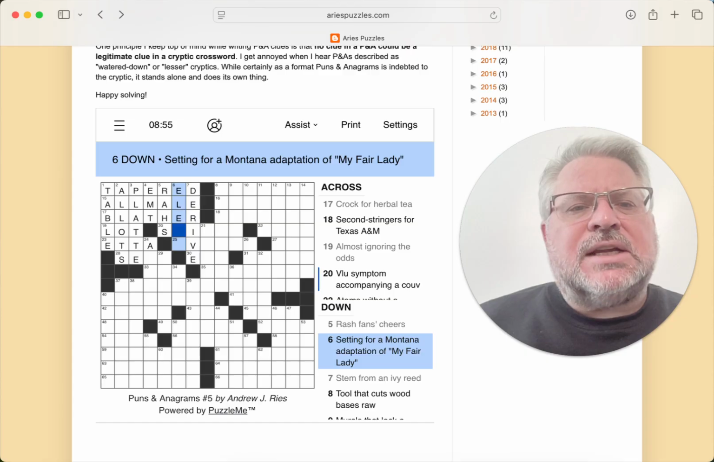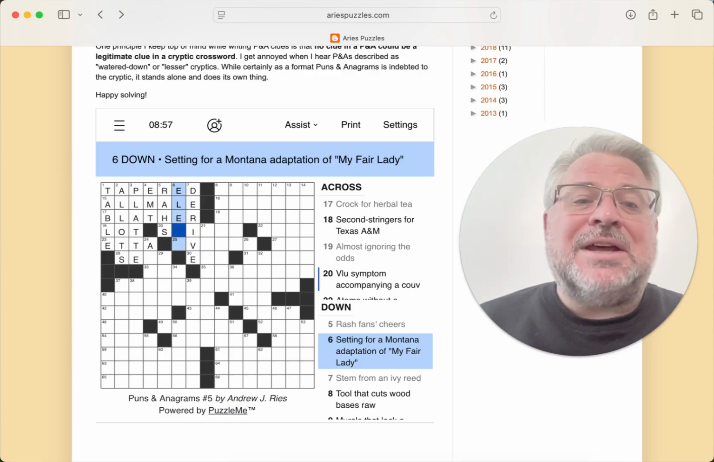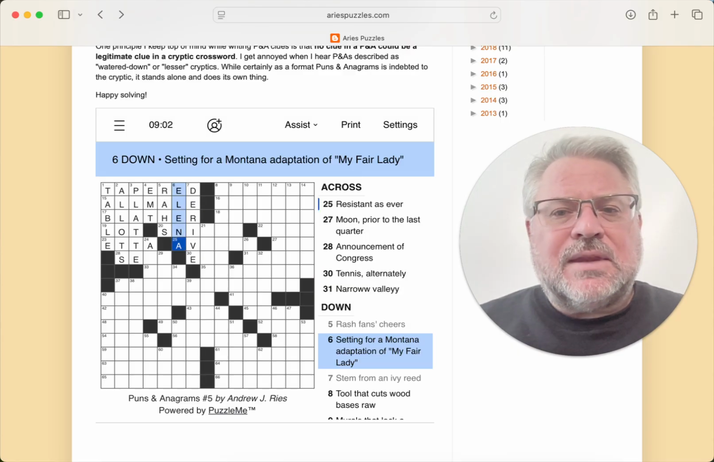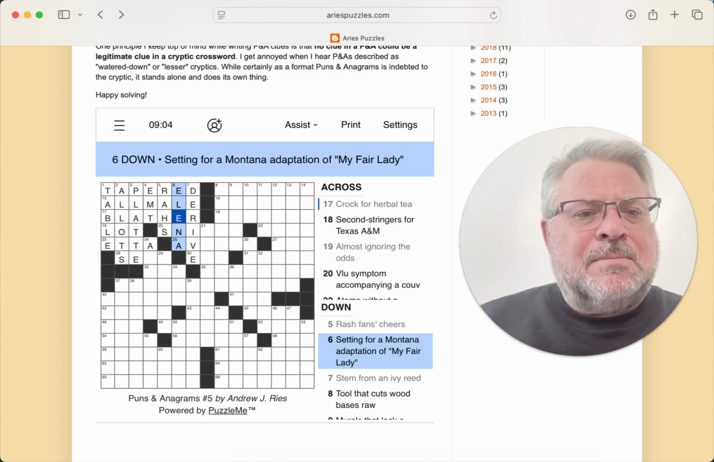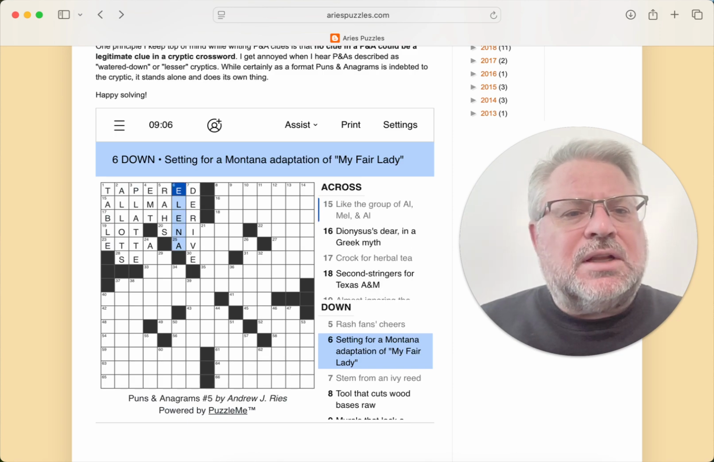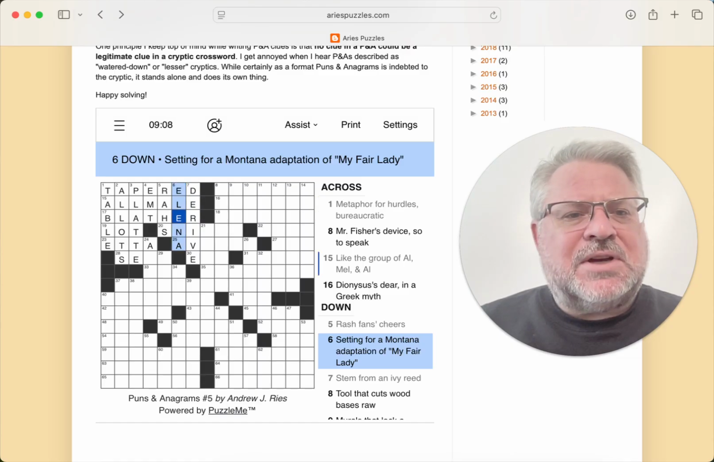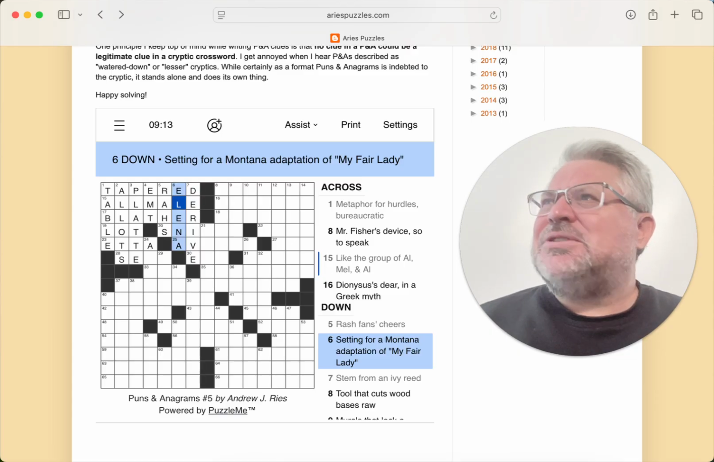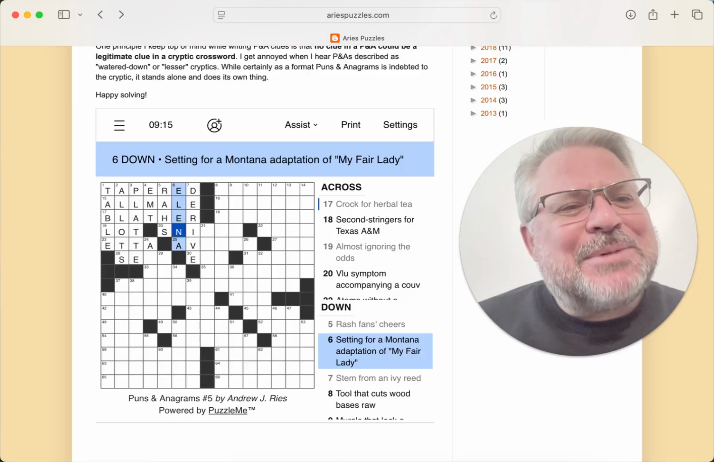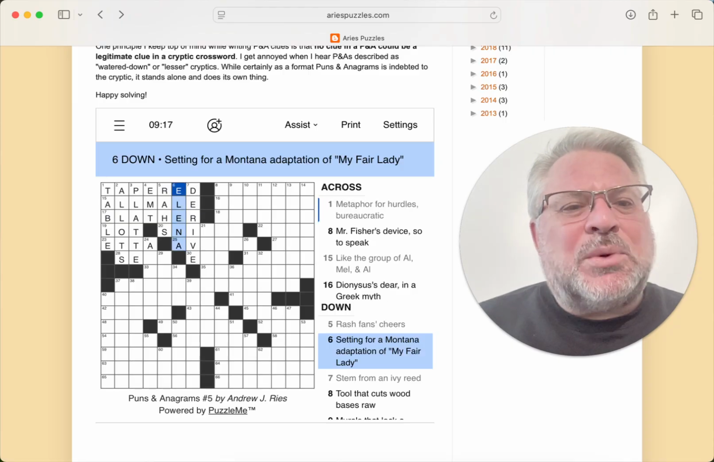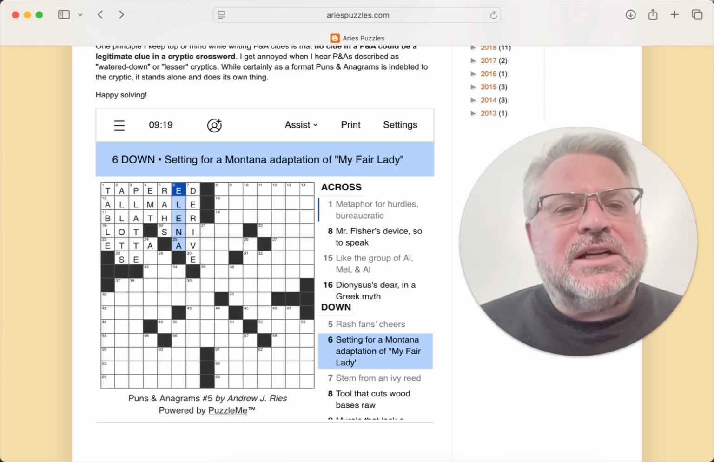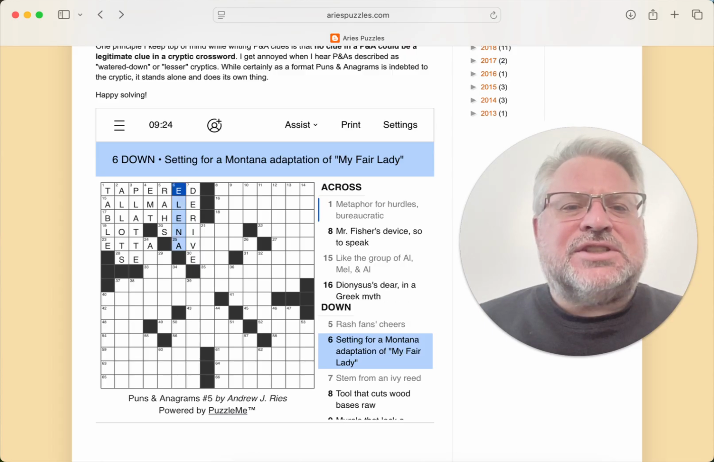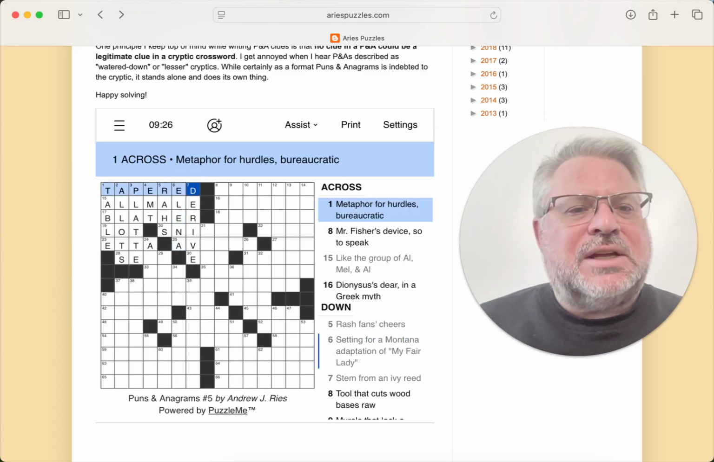Setting for a Montana adaptation of My Fair Lady. So Helena is a city in Montana. My Fair Lady, Eliza Doolittle, had a Cockney accent and was always leaving off her H's. In Hertford, Hereford, and Hampshire, hurricanes hardly ever happen, something like that. Yeah, so we take the H off of Helena, Montana, and we get Elena. And okay, that is suggested by knowledge of My Fair Lady.